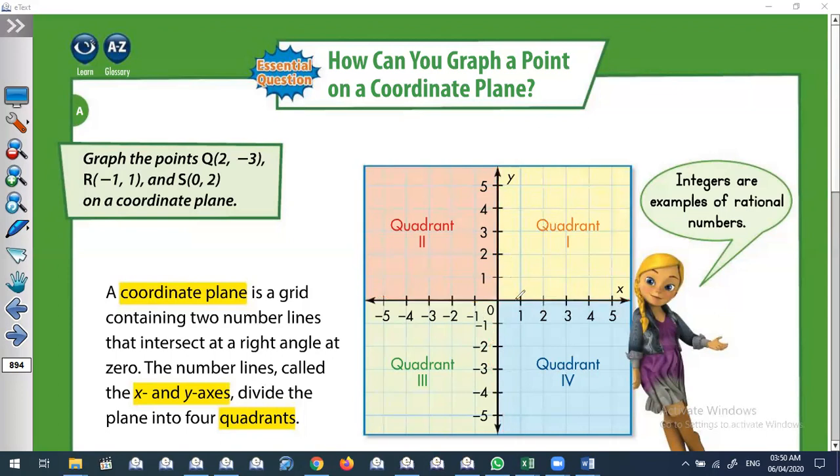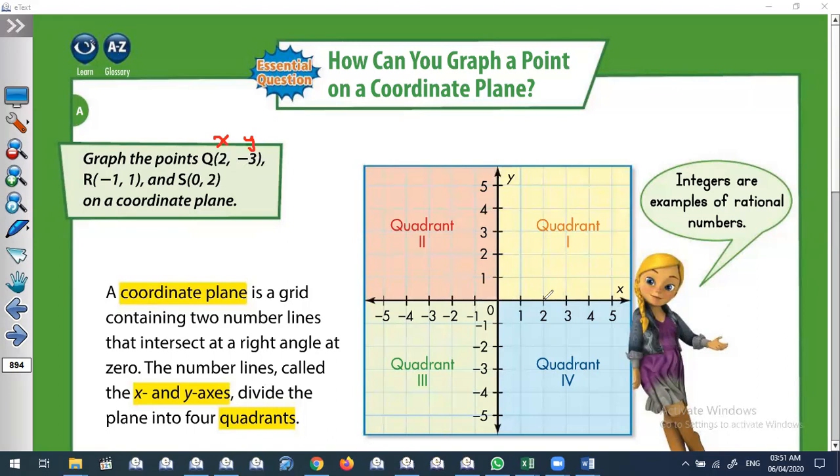How can we use these numbers? Let's graph the point Q, 2 and -3. The first number is x, and the second number is y. This is called an ordered pair. The first number must be x, and the second number should be y. So you have to move to x first, like that. We have 2 and -3, so go to 2. We stop here.